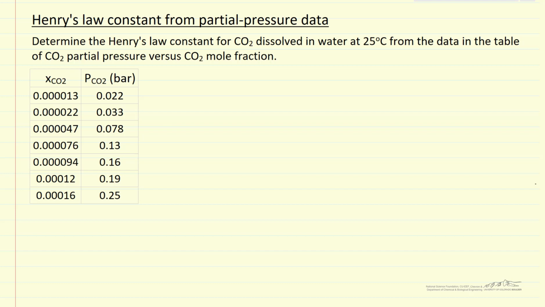Since there are multiple ways that Henry's law can be expressed, the form that we're going to use is that the mole fraction of CO2 in the gas phase times the total pressure is the mole fraction of CO2 in the liquid phase times the Henry's constant. So the left side is the partial pressure of CO2, and the right side is that mole fraction.